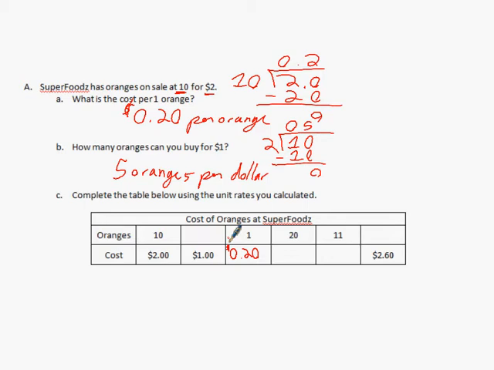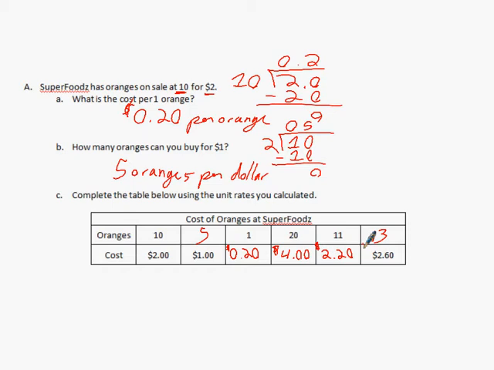20 oranges. Well, that's going to be 20 times 20, which is $4. Which makes sense. If 10 costs $2, we just double that. 11 times 20 cents. Well, it's 20 cents more than $2, so $2.20. That's the whole bottom filled in. Let's look at the top. So oranges. How many for $1? Well, we know it is 5 for $1. For $2.60, well, if it's 5 for $1, it's 5, 10, 11, 12, 13. So 13 oranges for $2.60. So we just count up by each one.